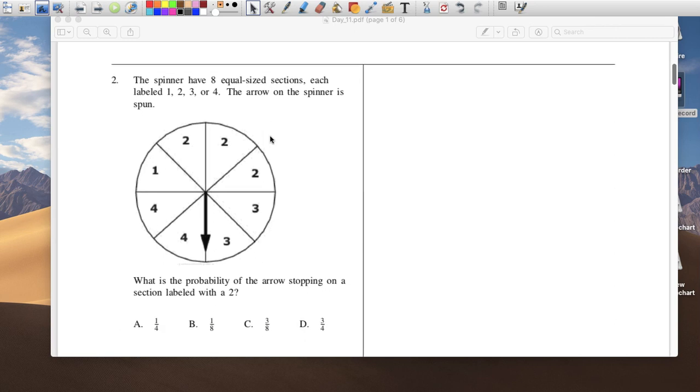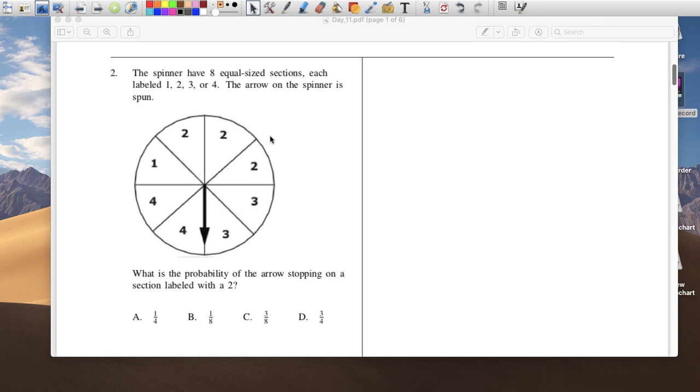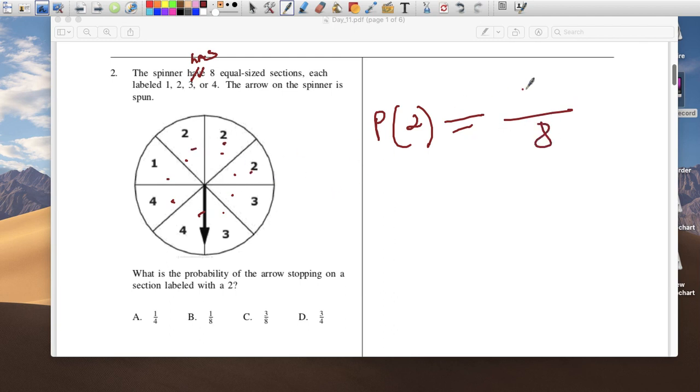Question 2. The spinner has 8 equal sections. Okay, so I'm not the only one who makes mistakes. Each section is labeled 1, 2, 3, or 4. The arrow on the spinner is spun. What's the probability of the arrow stopping on a section labeled 2? So how many sections do we have? 1, 2, 3, 4, 5, 6, 7, 8. There's 8 sections, and how many of them are 2? 1, 2, 3. So 3 out of 8, which makes our answer C.